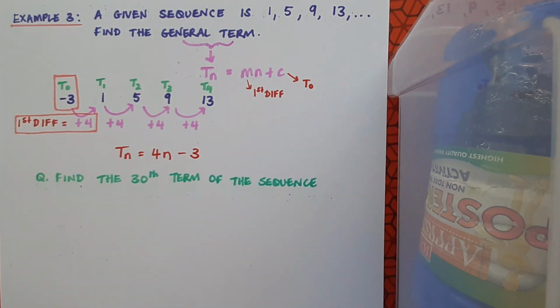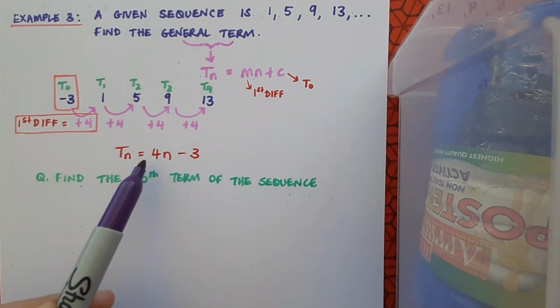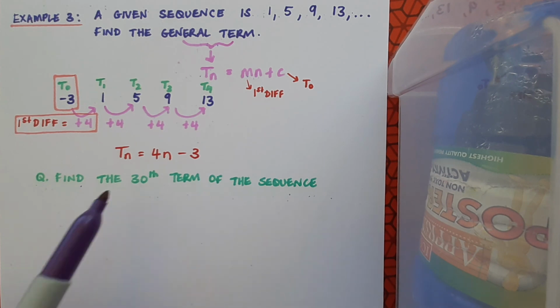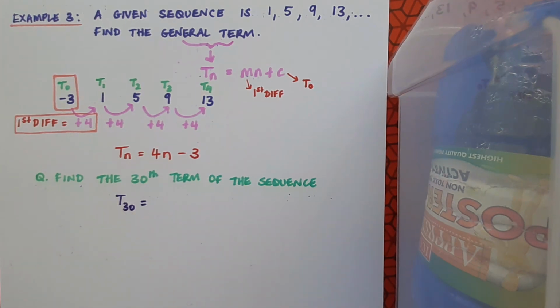So here's an extra little question at the end. I want to find the 30th term of the sequence. Okay, well now that I know Tn, which is the rule to find any term, it's easy to find the 30th term. So I'm going to replace any n's in my formula with 30. So it'll look like this, 4 brackets 30 minus 3. And when I work that out in the calculator, I get a result of 117. That's the 30th term of this particular sequence.